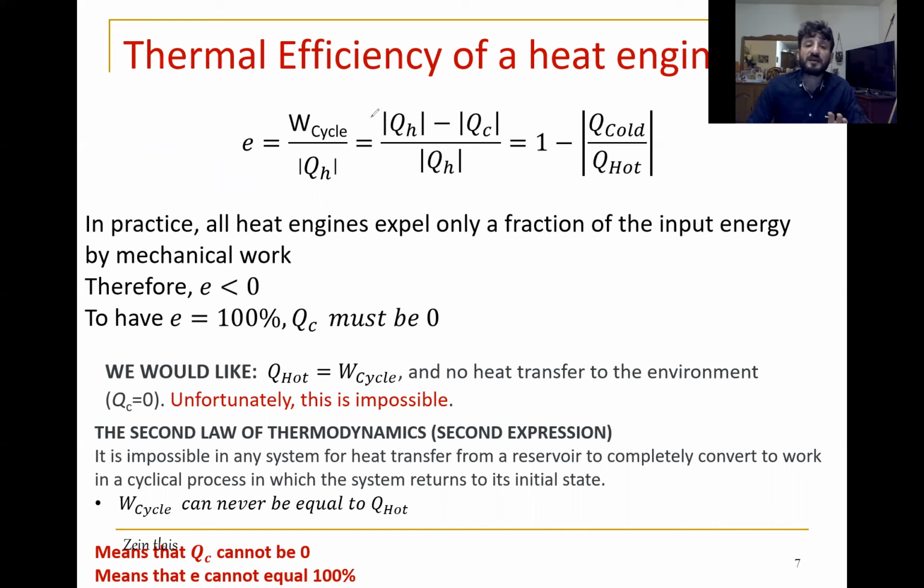In the case of a heat engine, we have a clockwise cycle. So here omega of the cycle must be positive, and efficiency equals omega divided by Q hot, which equals Q hot minus Q cold divided by Q hot, equals 1 minus Q cold divided by Q hot.